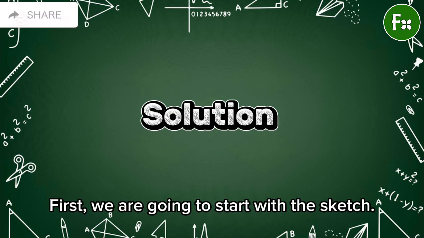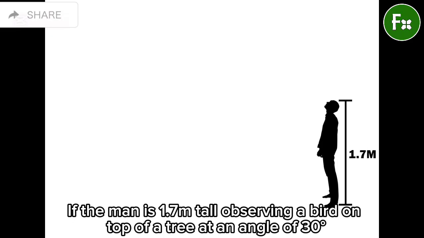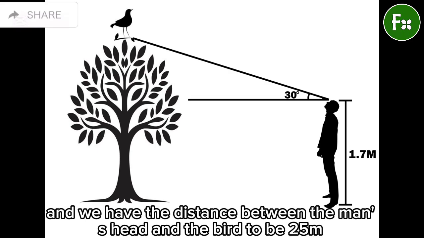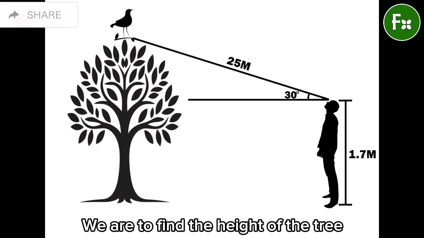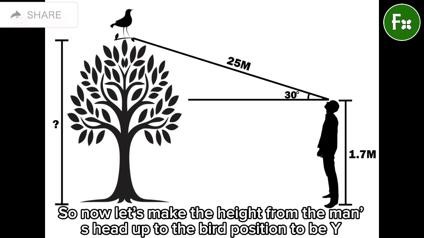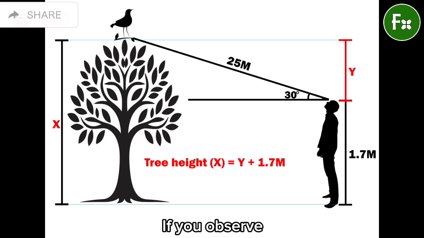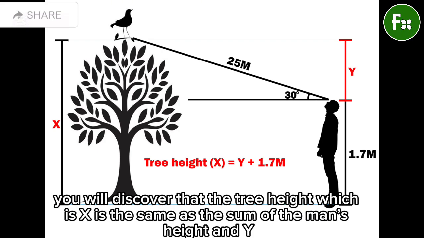Solution. First, we are going to start with the sketch. If the man is 1.7 meters tall, observing a bird on top of a tree at an angle of 30°, and we have the distance between the man's head and the bird to be 25 meters, we are to find the height of the tree. So now let's make the height from the man's head up to the bird position to be y, and the height of the tree to be x. If you observe, you will discover that the tree height, which is x, is the same as the sum of the man's height and y.